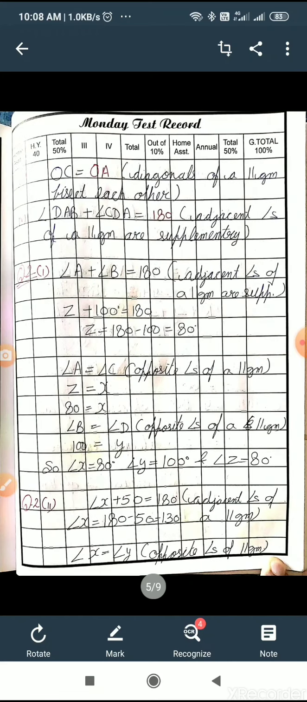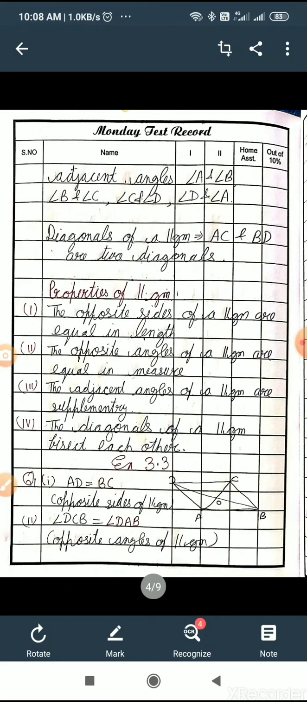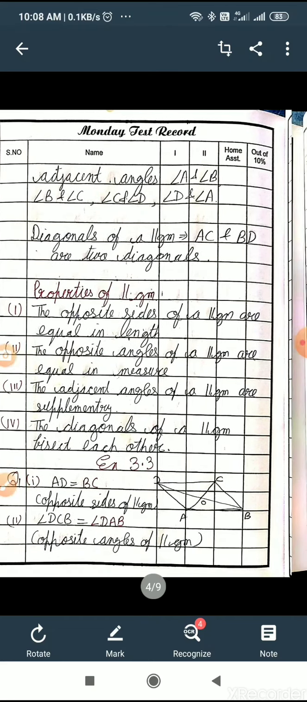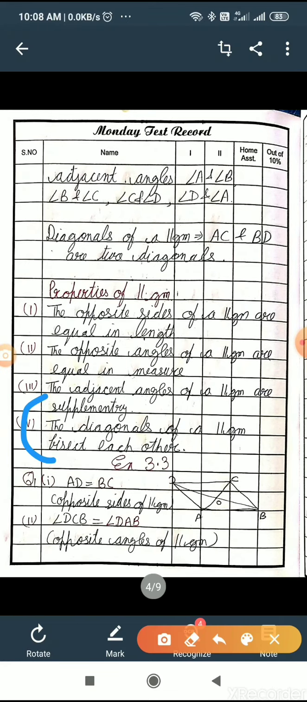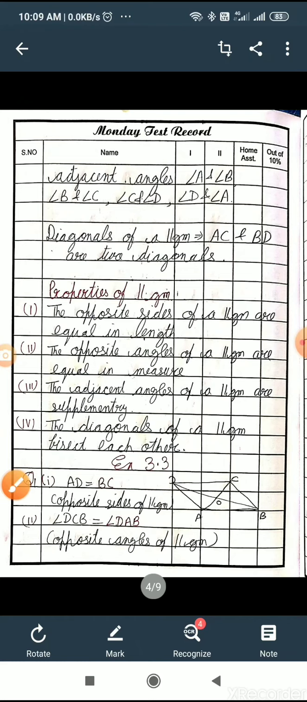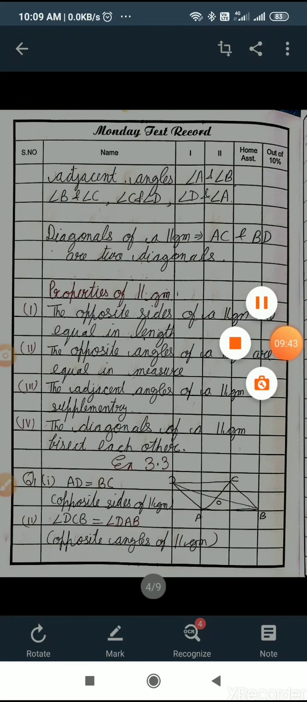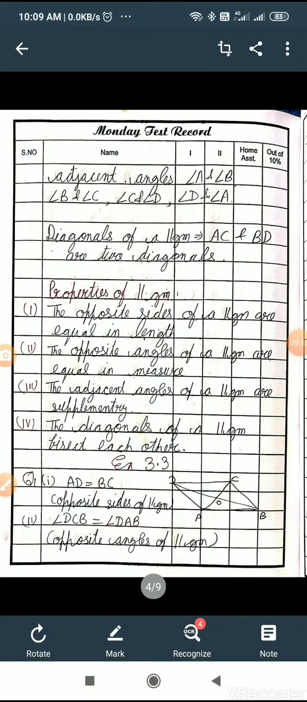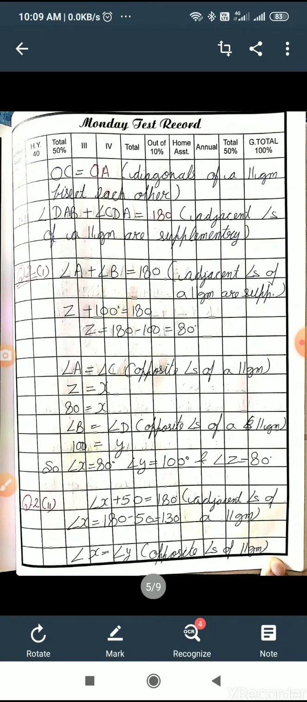Now why is OC equal to, what about OC? So OC will be equal to OA, as we discussed in the last property, that diagonals of a parallelogram bisect each other. So they are intersecting each other at O. So diagonals will be bisected at O. So OA and OC are equal. Why? Because diagonals of a parallelogram bisect each other.